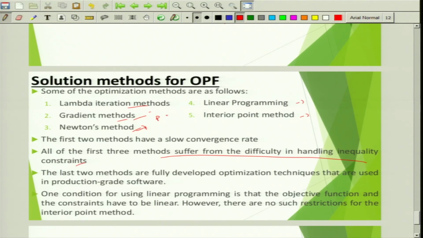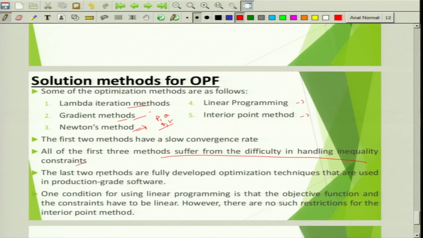Now we have the relationship between P, theta, Q, V, and we have Jacobians relevant to this. So when you put so many other constraints, how you accommodate them is not an easy task. But the last two methods are fully developed optimization techniques that are used in production grade software. That means industry preferred choices: linear programming and interior point methods. One condition for using linear programming is that the objective function and the constraints have to be linear. This is one constraint. However, there are no such restrictions for the interior point method. It is even more flexible.